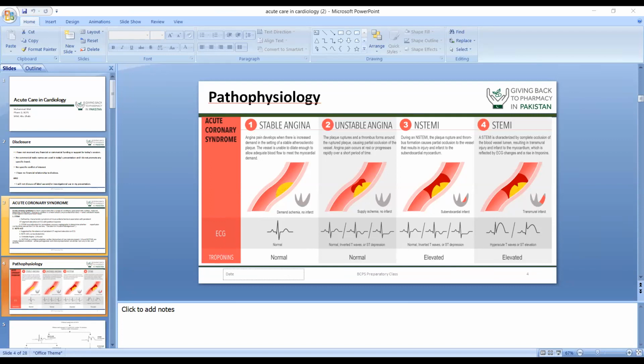So these are the ECG findings. In stable angina, the ECG is normal. In unstable angina, it is sometimes normal, sometimes there is ST inversion or depression. And the same ECG is usually there in non-STEMI. Then you have to dig out what the actual problem is.